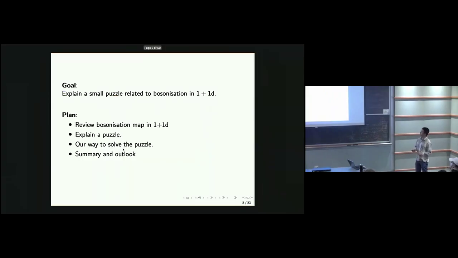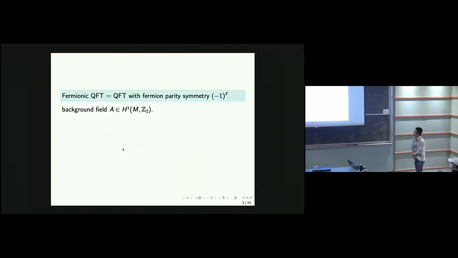In order to explain the puzzle, I'm first going to review the bosonization map in 1+1D just to set up the stage. And then I'm going to explain the puzzle using a very simple example. And I'm going to present a way to solve the puzzle. And then I'm finally going to summarize and provide some future directions. Okay, so let me start with the basic stuff.